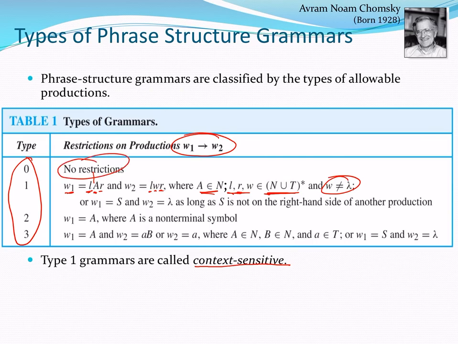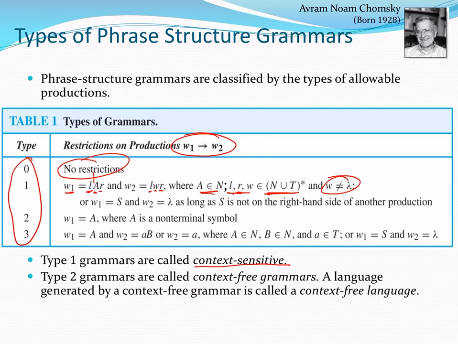Type 2 has fewer restrictions, and type 2 grammars are called context-free. In this case, the left side of the production, W1, has a single non-terminal symbol. So terminal symbols can appear on the right of the production, but not on the left at all. They can't be used to provide context.